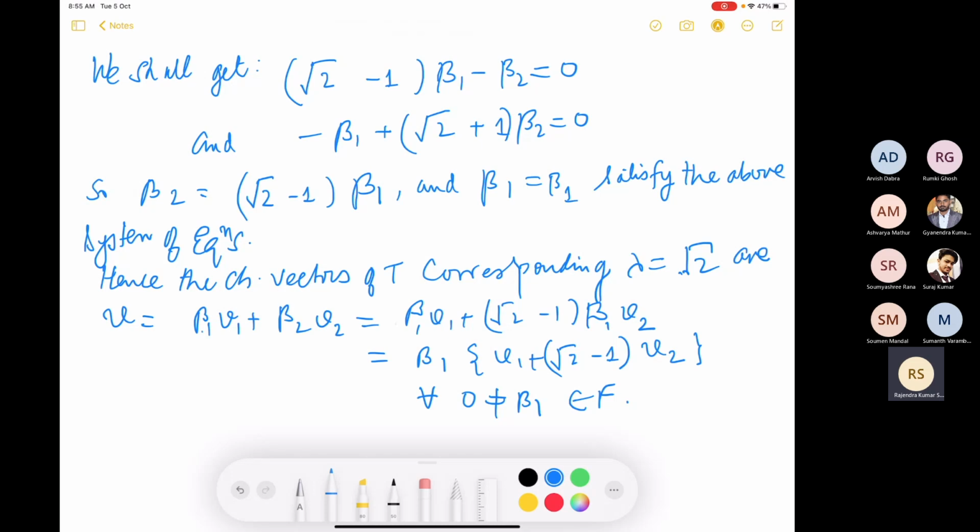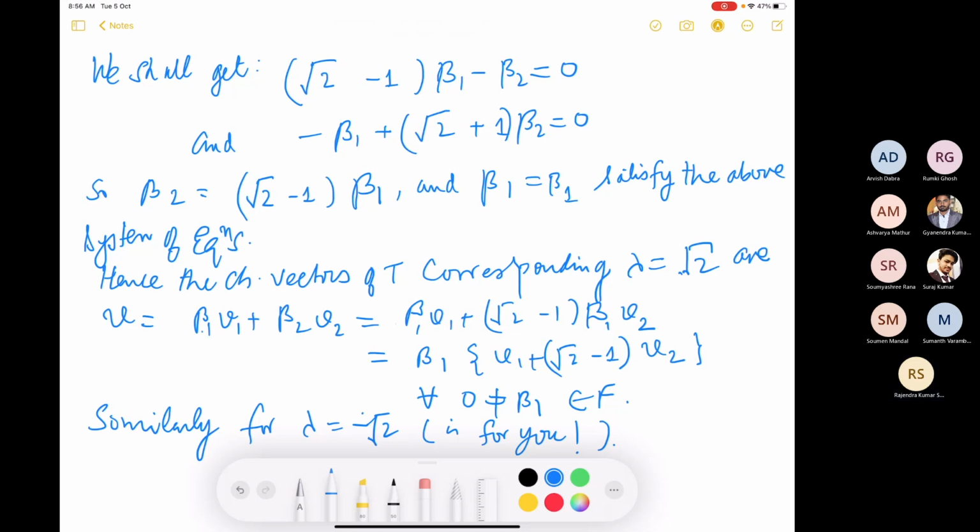So this is the characteristic vector. Likewise, you can obtain characteristic vectors similarly for lambda equal to minus root 2. So we have found the characteristic vectors. So what are the characteristic vectors? For every beta 1 not 0 in F, beta 1 times v1 plus square root 2 minus 1 v2.